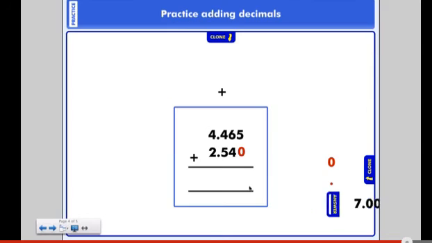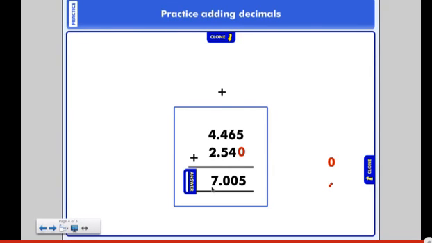So when you get your answer, and I should also mention that you remember to put your decimal point in, dropping that decimal point straight down, okay, straight down below, your answer is 7 and 5 thousandths. Does that make sense? We estimated 4 plus 3 equals 7. Sure, that makes complete sense.